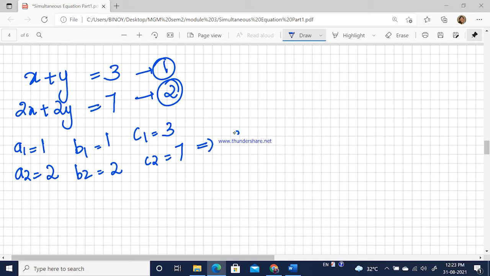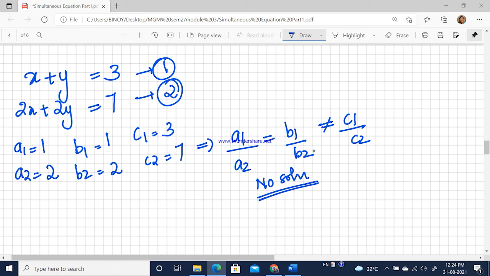So it clearly states that A1 by A2 is equal to B1 by B2 but not equal to C1 by C2. If this is the case, it means it has got no solution. So if the condition is A1 by A2 is equal to B1 by B2 not equal to C1 by C2, we can say that these two equations do not have any solution.